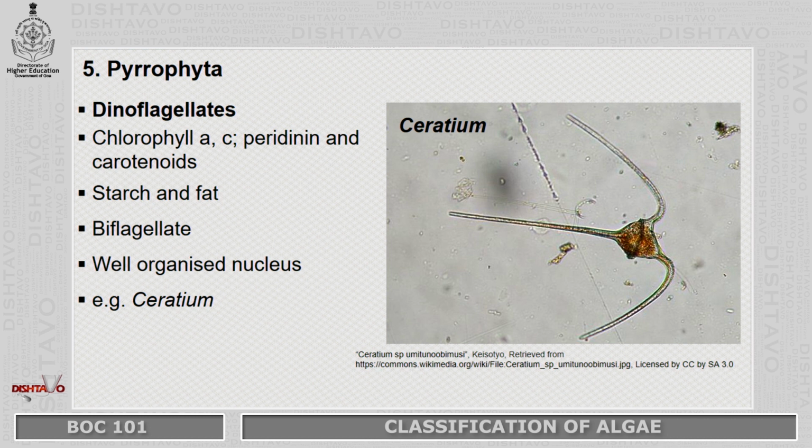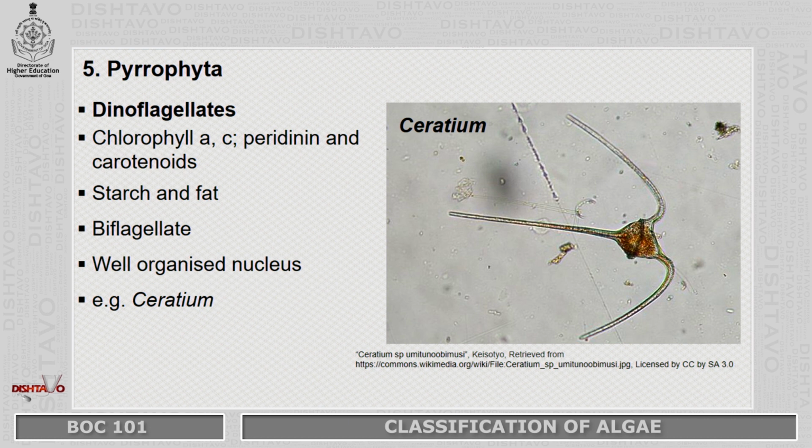The next division is Pyrrophyta, very interesting unicellular organisms. Chlorophyll A and C are the major pigments. In addition to this there will be peridinin and carotenoids. Starch and fat are the major reserve food. They are all biflagellate, and the best example you can give is Ceratium. There is a lot of information about this.